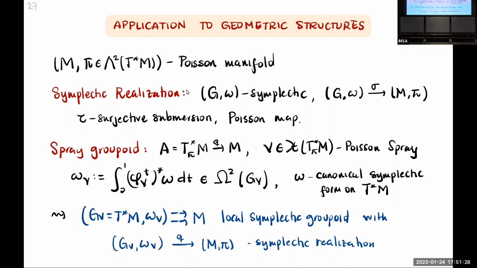So let me tell you a little bit about this application to geometric structures. Actually, we have a second paper where we apply these constructions to desingularize many types of geometric structures, those that are described using algebroids. Let's take this example. Let's start with a Poisson manifold. What is a symplectic realization? A symplectic realization is a symplectic manifold together with a surjective submersion sigma, so that sigma is a Poisson map. A Poisson map means more or less that sigma pushes forward the symplectic form to my Poisson bivector pi. And symplectic realizations are very useful because Poisson manifolds are very wide.